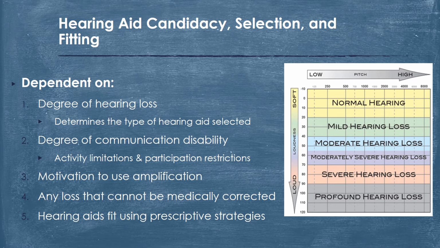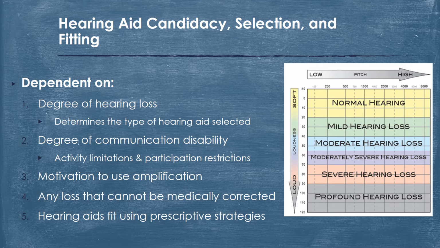Maybe you need to see them for some follow-up appointments and do some personal adjustment counseling to help them accept the hearing loss before they're willing to move forward. Number 4, an important consideration is any loss that cannot be medically corrected, really that person is a candidate for a hearing aid.